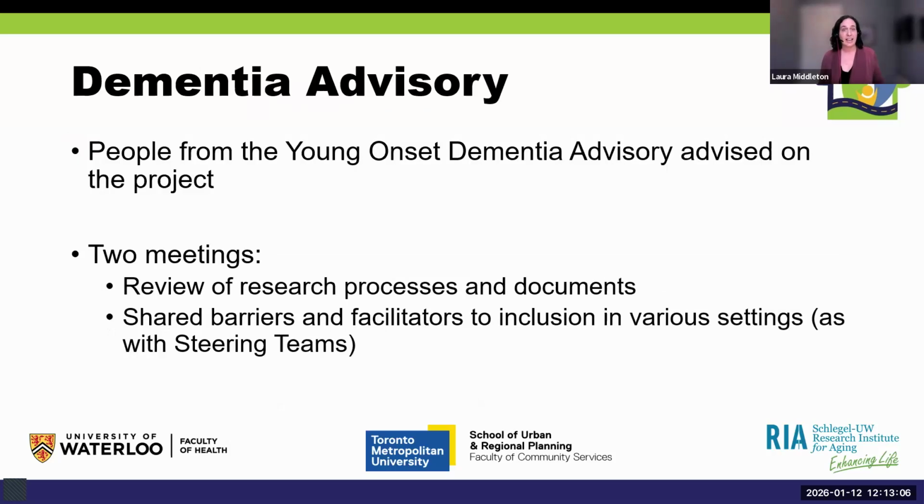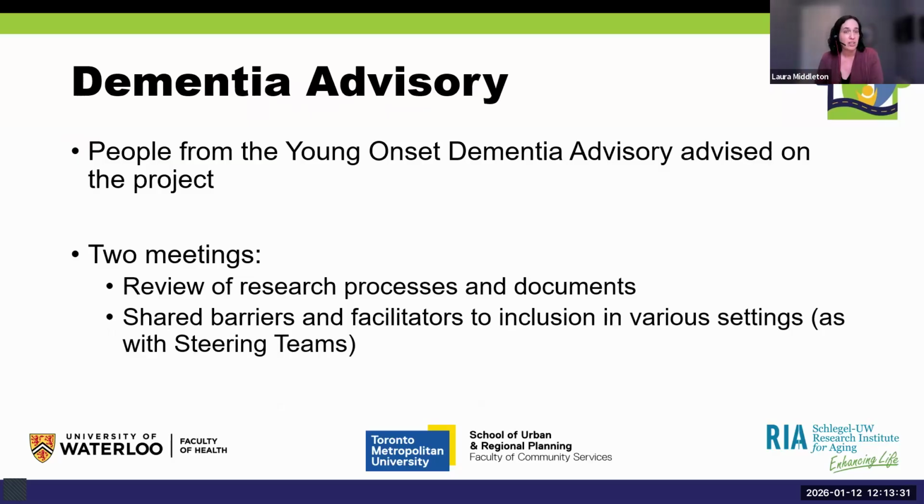We were also really lucky to have people from the young onset dementia group advise on our project. We had 2 meetings with them. The first reviewed how we were going to engage with people living with dementia in the community to make sure that our processes were comfortable for them, as well as documents that we'd use to share with them.